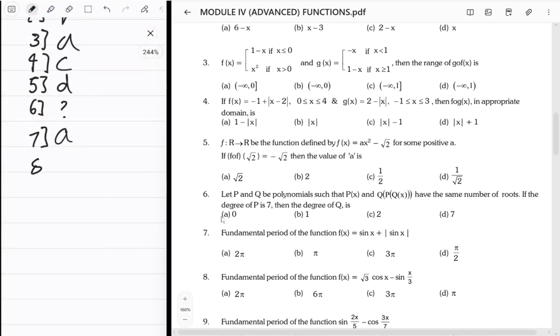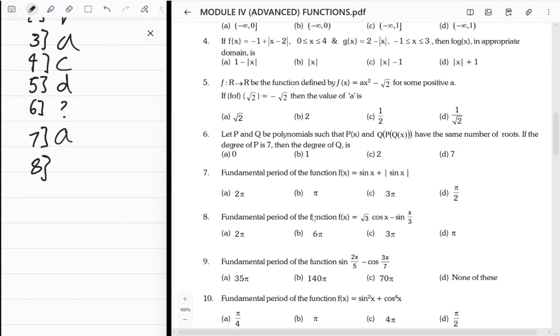Eighth. Fundamental period of the function f equals square root 3 cosine x minus sine of x upon 3. Didn't I actually write down something about these kind of functions?